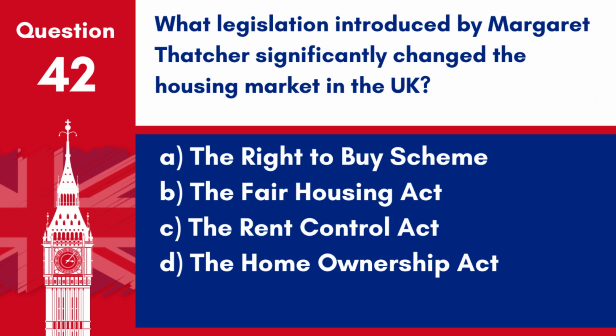Question 42. What legislation introduced by Margaret Thatcher significantly changed the housing market in the UK? A. The Right to Buy scheme. B. The Fair Housing Act. C. The Rent Control Act. D. The Home Ownership Act. Answer: A. The Right to Buy scheme. Introduced by Margaret Thatcher, the Right to Buy scheme allowed council housing tenants to purchase their homes at a discount, significantly impacting the UK housing market.